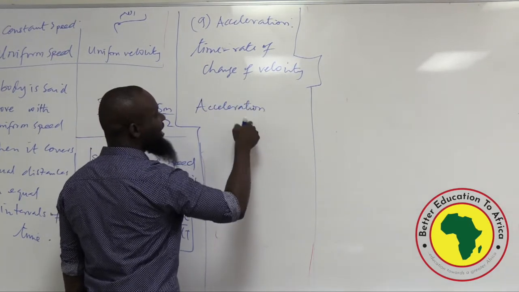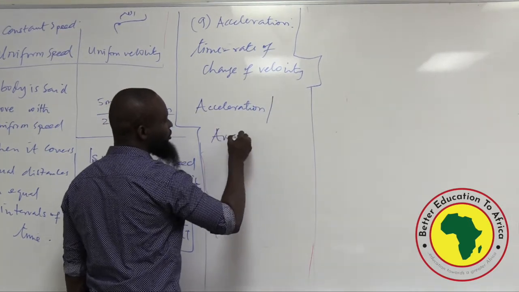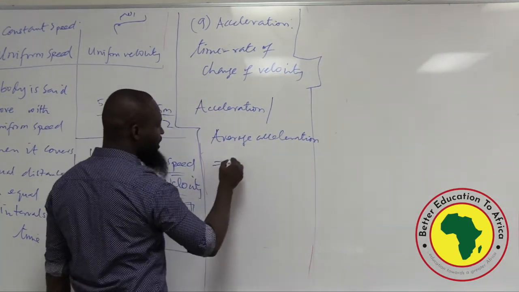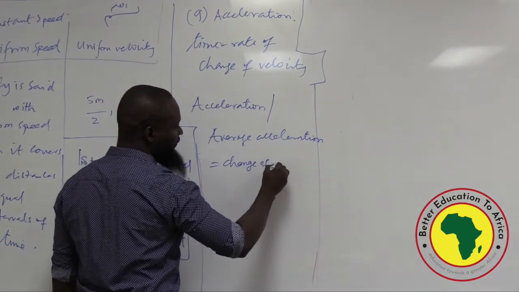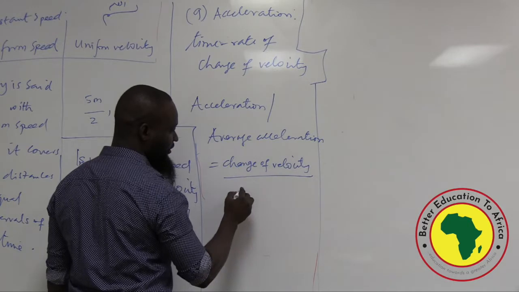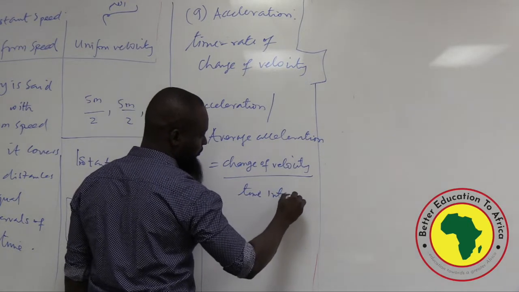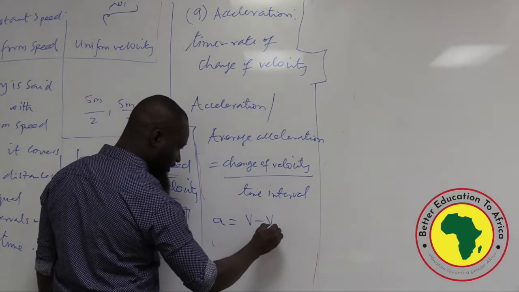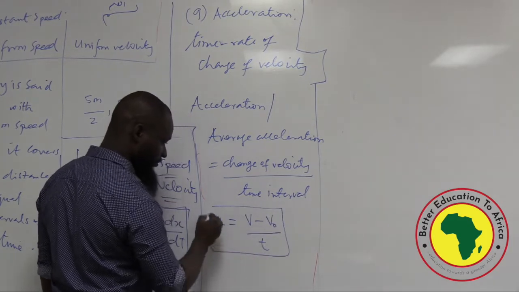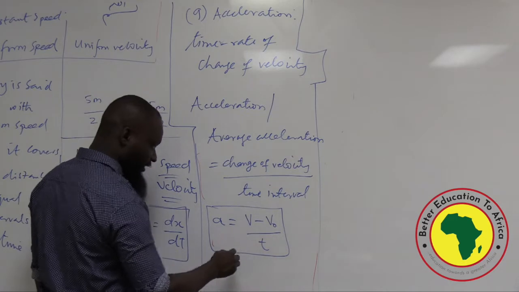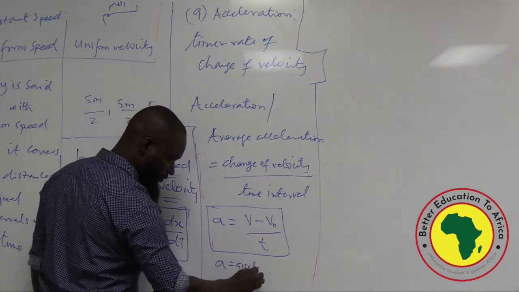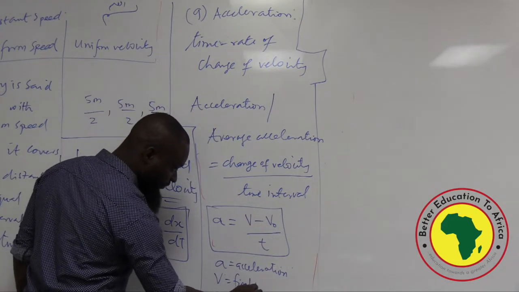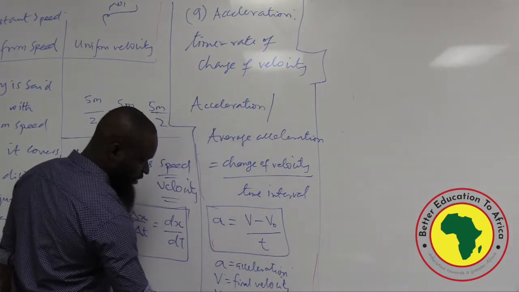So, acceleration, please let's be careful. Acceleration is also the same as average acceleration. This is where we have a slight change, unlike the others. It is the change of velocity divided by time interval. So acceleration a is v minus v naught over t, where a is acceleration, v is called the final velocity, and v naught is called the initial velocity.